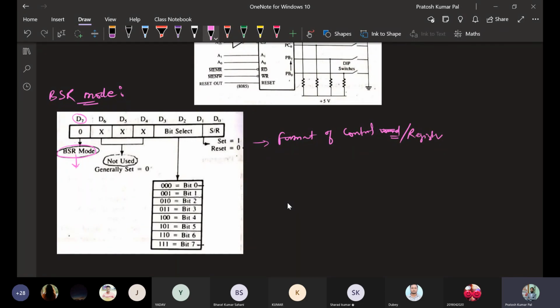So which bit we need to set or reset will be decided by D1, D2 and D3. If D1, D2, D3 equals 0, 0, 0, then bit 0 of port C will be selected by the D1, D2 and D3 bits, that is 0, 0, 0.